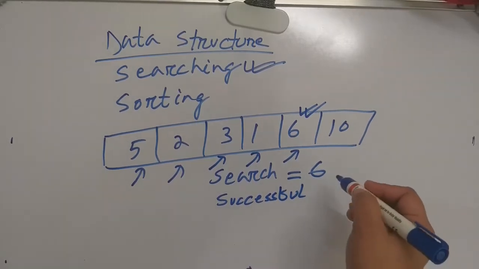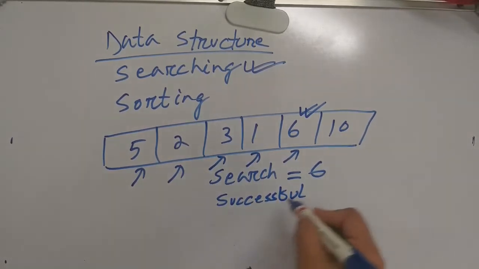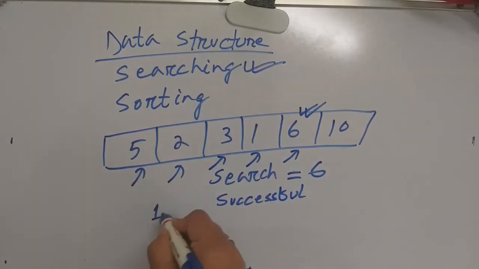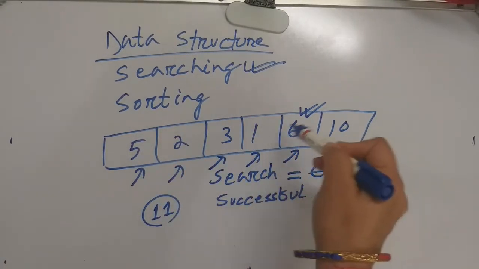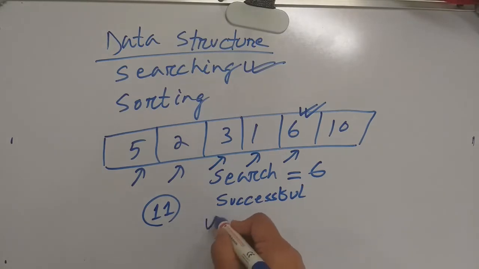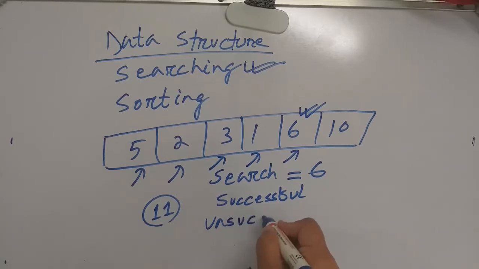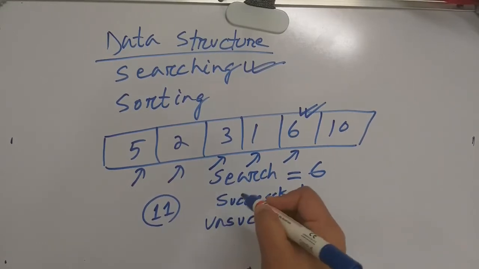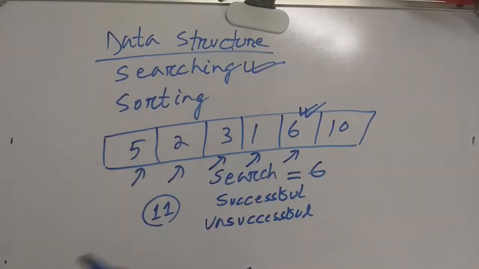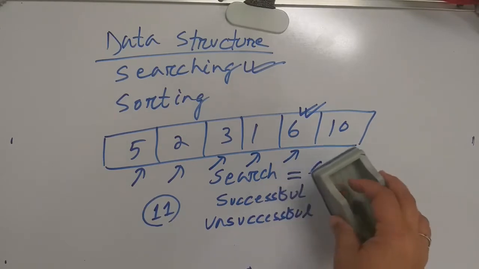And if the searched item is not 6, suppose the searched item is 11, we search through 5, 2, 3, 1, 6 and 10 and we do not get the searched item. Then the searching is unsuccessful. By using this technique, we find out whether a particular element is in the list or not. If we find the element, that means the element is in the list.